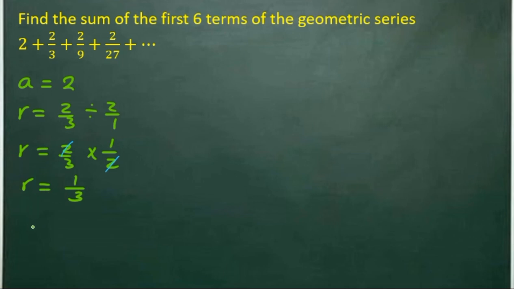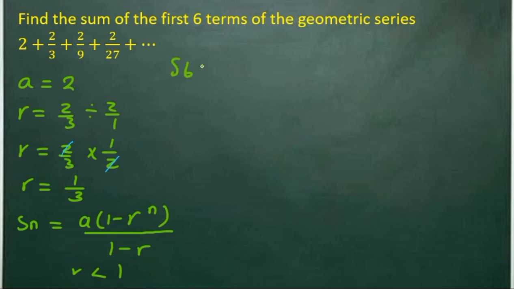Okay, now we know that the sum of the n terms of this series will be equal to a into bracket 1 minus r to the exponent of n, all divided by 1 minus r, for r less than 1. I hope you are taking note of the formula we are using. Now we have to find the sum of the first 6 terms.